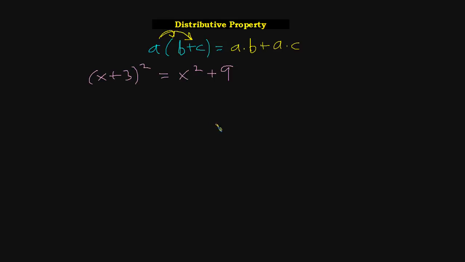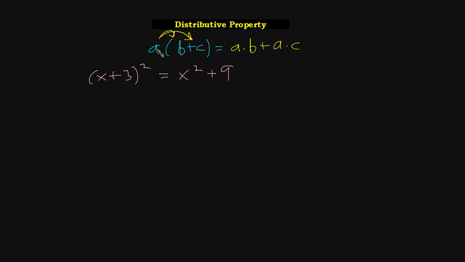Now, this has nothing to do with the distributive property. So you might ask yourself, why am I mentioning it here? The reason is that people mistakenly believe they can distribute this 2 to the x into the 3. But the problem is, this is not the distributive property.